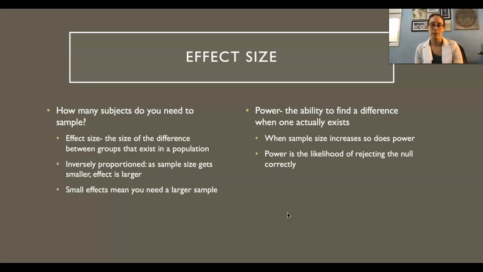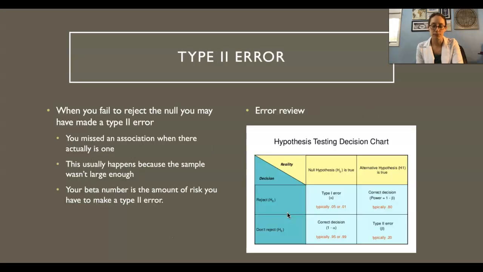The power is the ability to find the difference when one actually exists. So none of this does us any good if we know or we think that there's a great difference between people who wear SCDs and people who don't. If our sample size isn't large enough, we don't have the power we need to prove that difference. So when sample size increases, so does power, and power is the likelihood of rejecting the null correctly. So again, sample size is going to give us the numbers we need to reject the null correctly and not accidentally assume that there's a correlation when there's actually not.